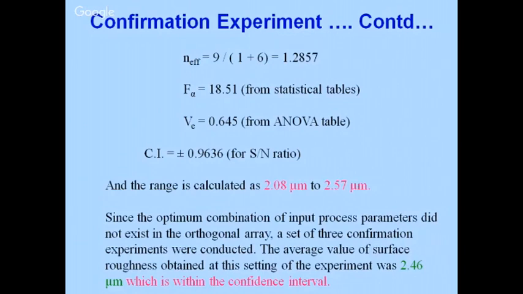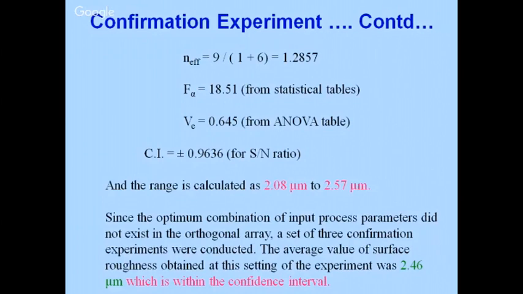Make that change, find out the raw value. So it must fall... Here he is saying the range he has given for the surface roughness. The range should fall between 2.08 to 2.57. That is when you conduct the confirmation experiment, this is the range in which that should lie. Okay, so we conducted the confirmation experiment. We found it to be 2.46, which is within the confidence interval.